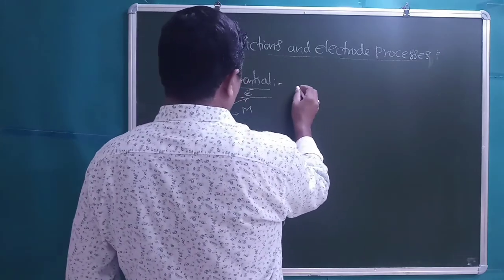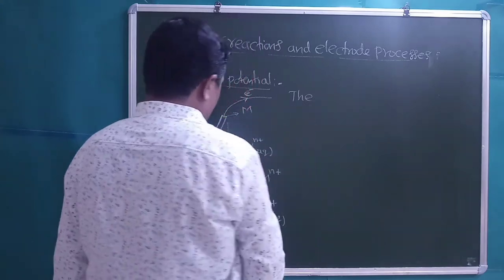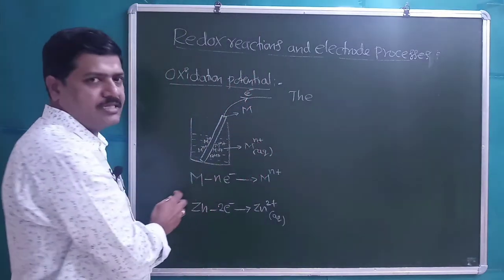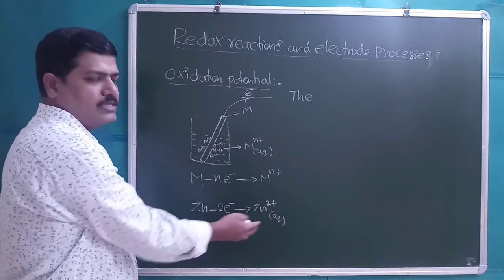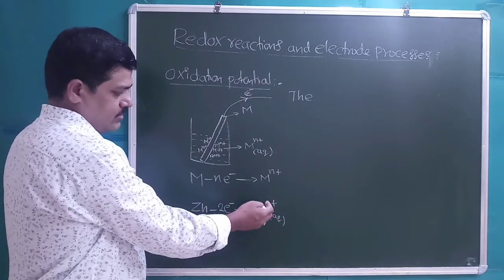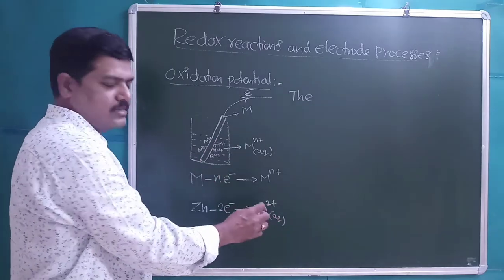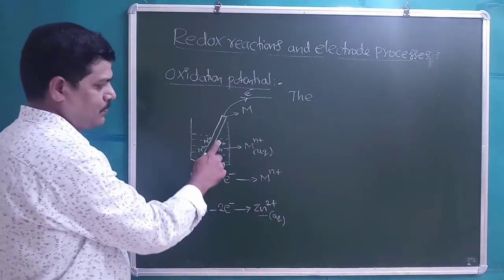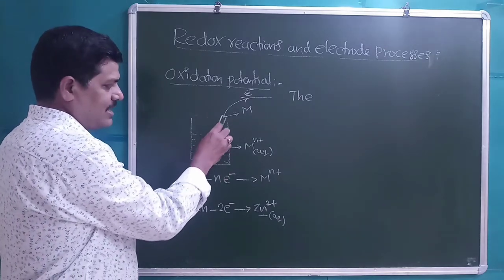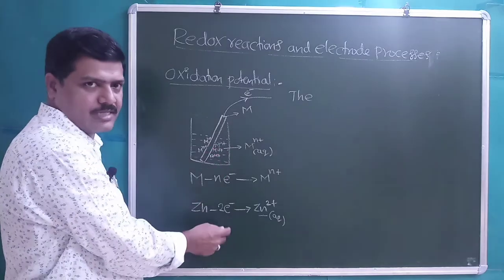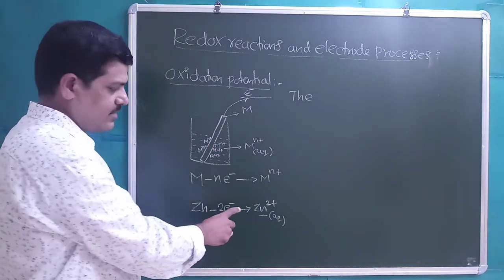Students, oxidation potential is defined as the potential difference. Why is the potential difference generated? Because the electrolytic solution contains ions of the same element, for example zinc. Zn2+ ions are present on the surface of the metal, and the metal contains neutral atoms of zinc. That's why it has a natural tendency of losing electrons.